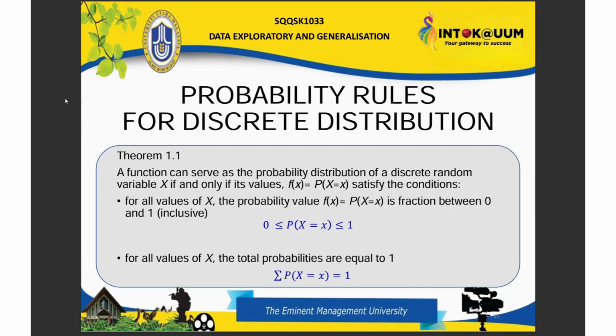For any function to be a valid distribution, two rules must be satisfied. First, each probability must be between 0 and 1 inclusive. In our table, 1/4, 1/2, and 1/4 all satisfy this. Second, the sum of all probabilities must equal 1. 1/4 plus 1/2 plus 1/4 equals 1. Our distribution is valid.